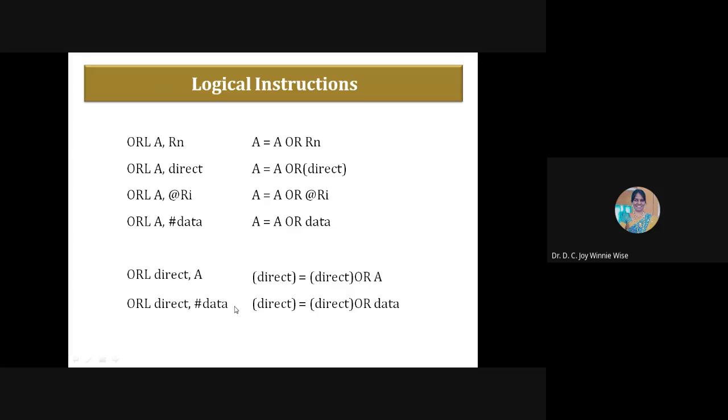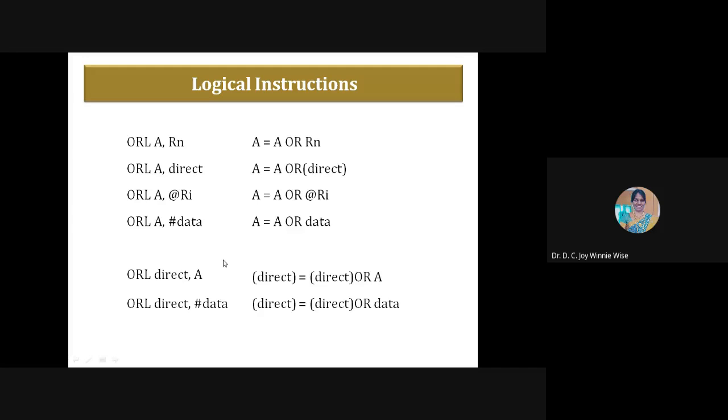Next, coming to the OR operation. Actually, when you study this instruction, it will be very easy. Again, the same operands here, the same repetition only. Here the destination is accumulator and the source can be R registers, direct, @Ri and #data. So these are the registers used to perform the OR operation. And here the destination is direct as well.